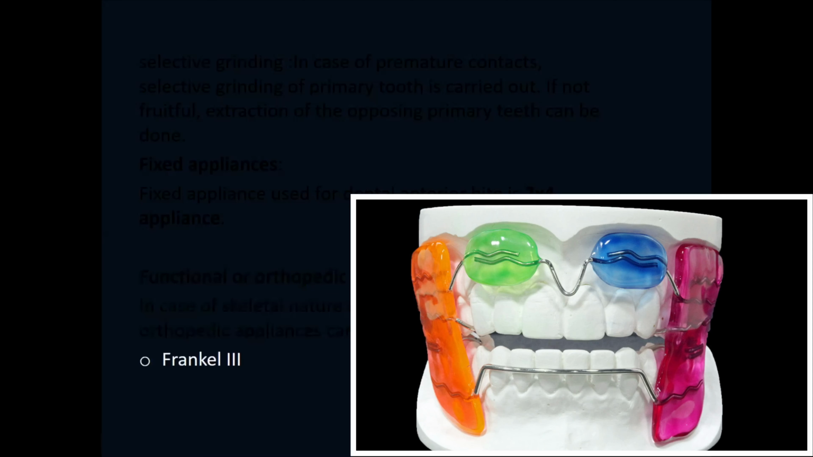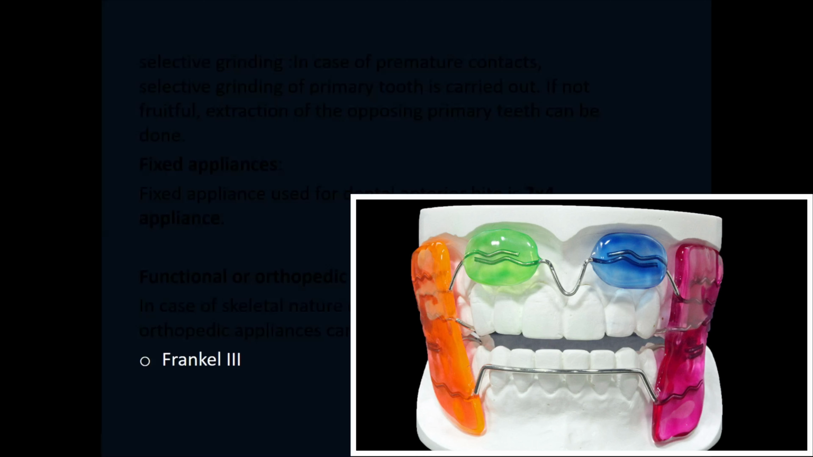You may use the Frankel 3 for the class 3 growing patients. This will remove the dental interference, and this will keep the mandible in a proper position. This may slightly, by stretching the periosteum, lead to slight development of bone in the sulcuses, and this may lead to the development of the downward backward rotation of the mandible. These are the modes of action of the FR3.